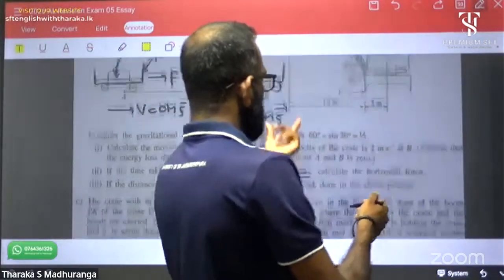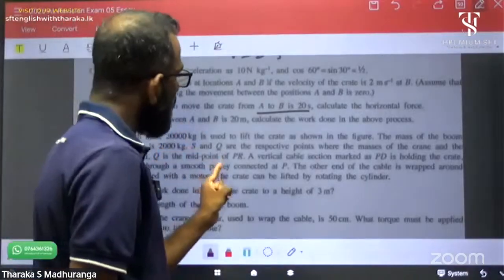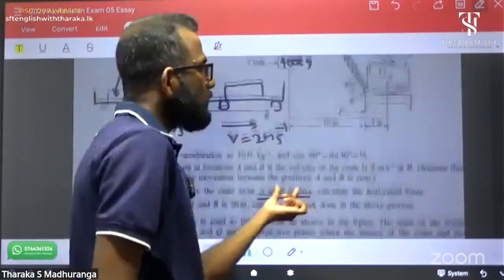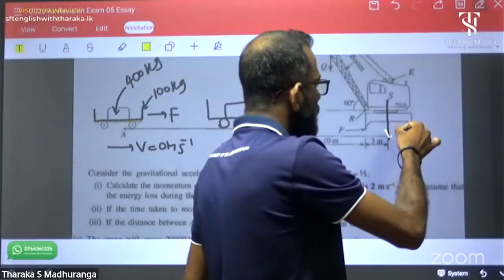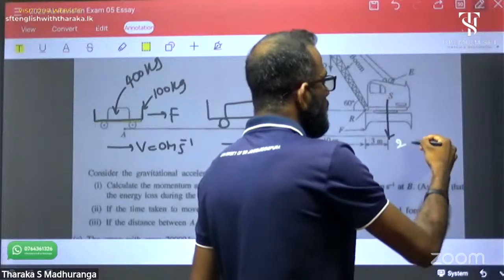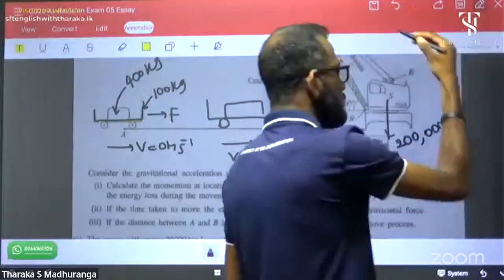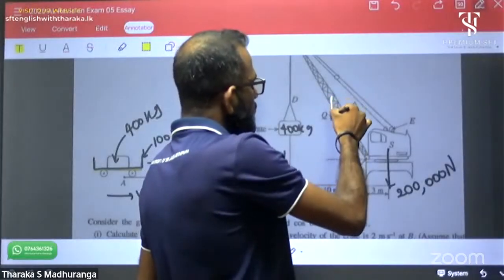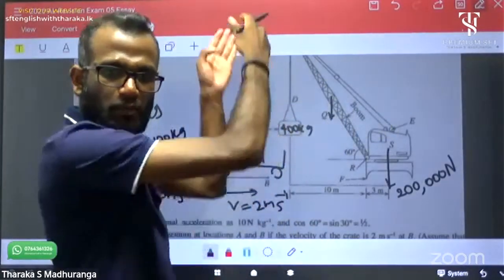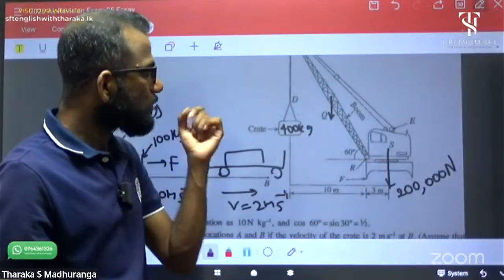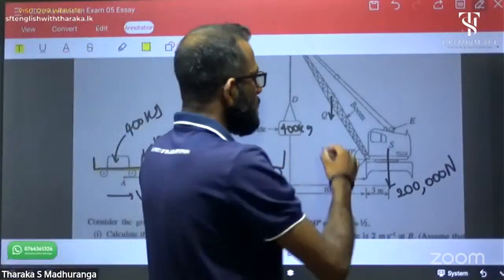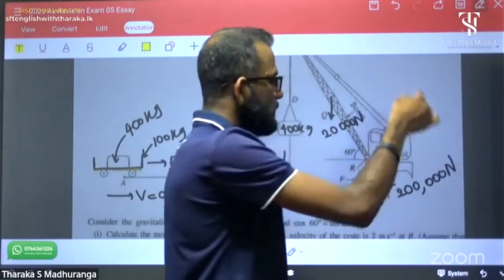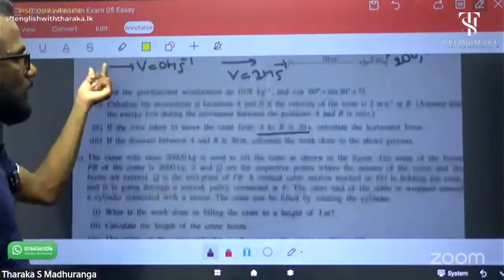S and Q are the respective points where the weights of the crane and the boom are exerted. This is the crane weight acting point. Its mass is 20,000, that means 200,000 Newton. This is the boom weight. Boom mass is 2,000, so m times g is 20,000 Newton.